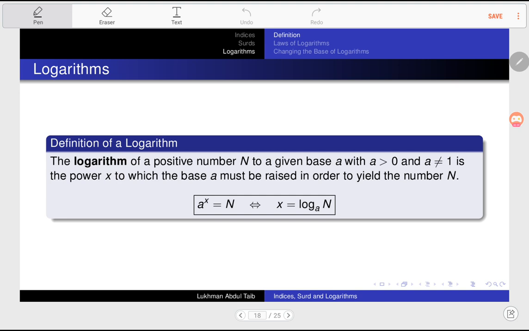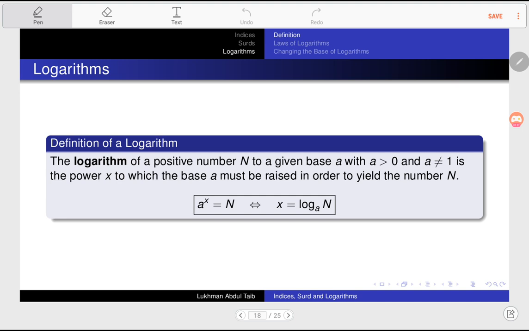So, as you can see, the definition of a logarithm is: the logarithm of a positive number n to a given base a, with a greater than 0 and a must not equal 1, is the power x to which the base a must be raised in order to yield the number n. I know this definition is lengthy. In other words, if you see the box here, the logarithm is connected to the indices in a way that a to the power of x is n.